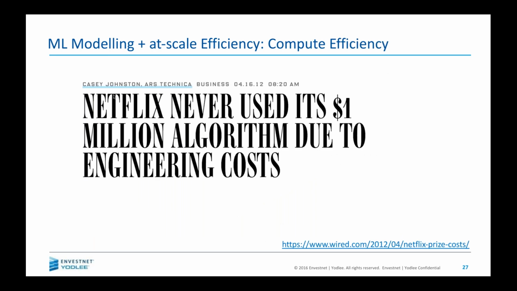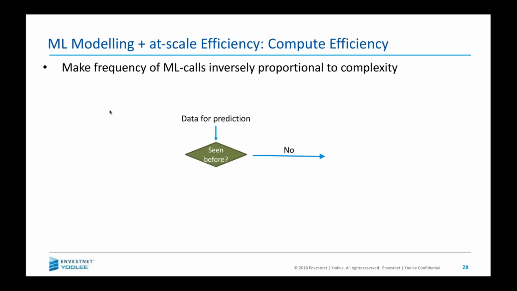Okay, the next problem is how do you make the solution efficient? And I want to say what Netflix had to do. In the interest of time, you should just Google for what happened to the Netflix $1 million solution, the first prize that won the $1 million. They were not able to put it in production because of engineering costs. Okay, so there are ways in which you can do this.